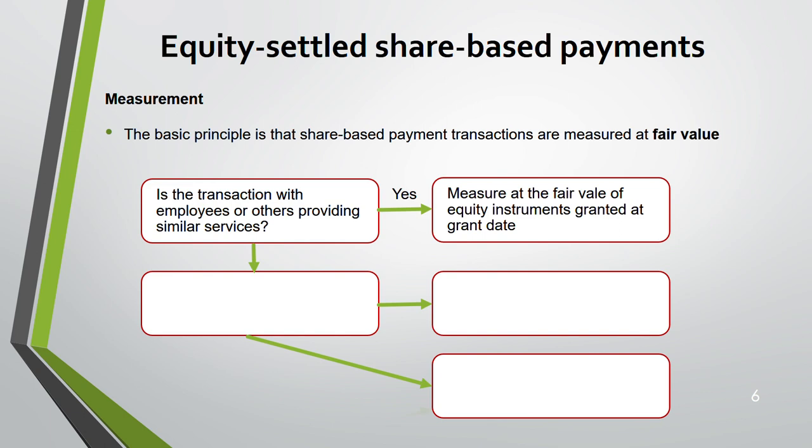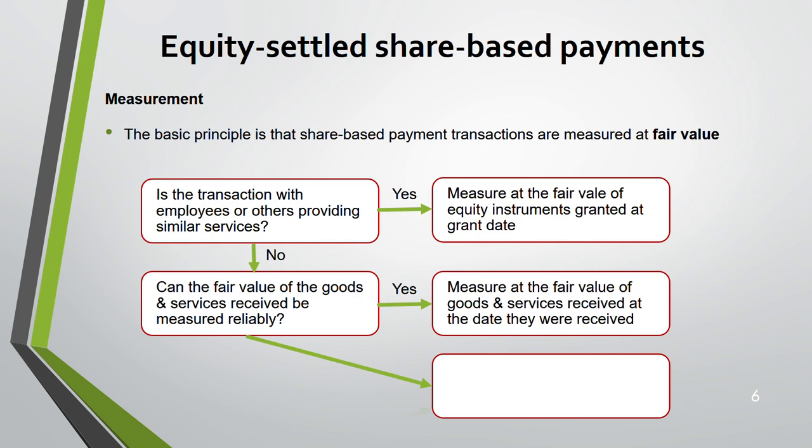That means if you are giving a share option, what is the fair value of the share option at the grant date? You have to measure it at that date. If the answer is no, again another question comes. Can the fair value of the goods and services received be measured reliably? If yes, then on that date, what is the fair value? You take that. You measure the fair value of the goods and services received at the date they were received. But if you cannot measure reliably, then take the fair value of the equity instrument at the grant date.